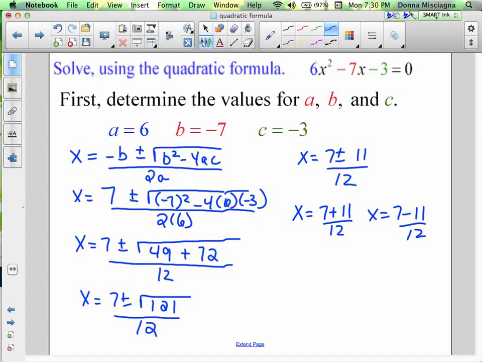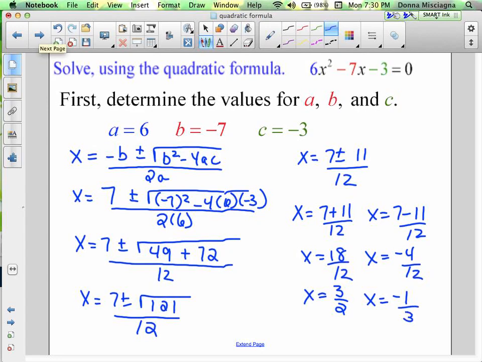So 7 plus 11, that's going to be 18 divided by 12. Well, that could be reduced. They're both divisible by 6. So 18 divided by 6 is 3, and 12 divided by 6 is 2. So 3/2 is our solution. 7 minus 11, that's negative 4. That could be reduced. They're both divisible by 4. So negative 4 divided by 4 is negative 1, and 12 divided by 4 is 3.